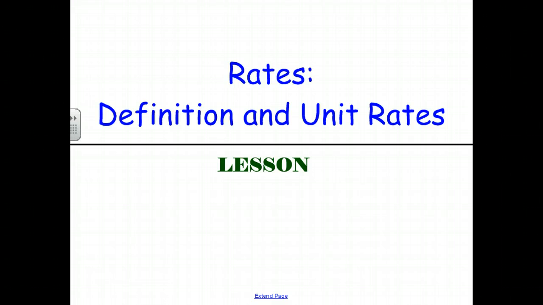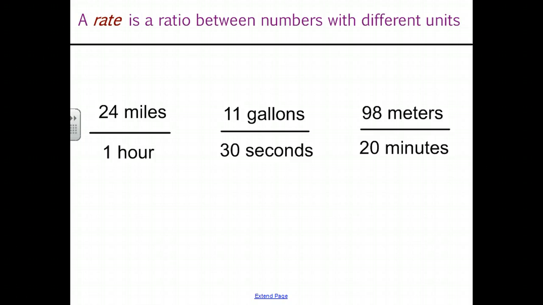A rate is very much related to a ratio in that it is in fact a ratio, but it's between numbers of different units. What does that mean? Well, more often than not, a rate is a change over time. It doesn't have to be a change over time, but often a rate is. So we have the idea of 24 miles in 1 hour. Now we're comparing a distance traveled to an amount of time. And by doing that, we're able to tell how far this, perhaps person, perhaps animal moves in 1 hour.